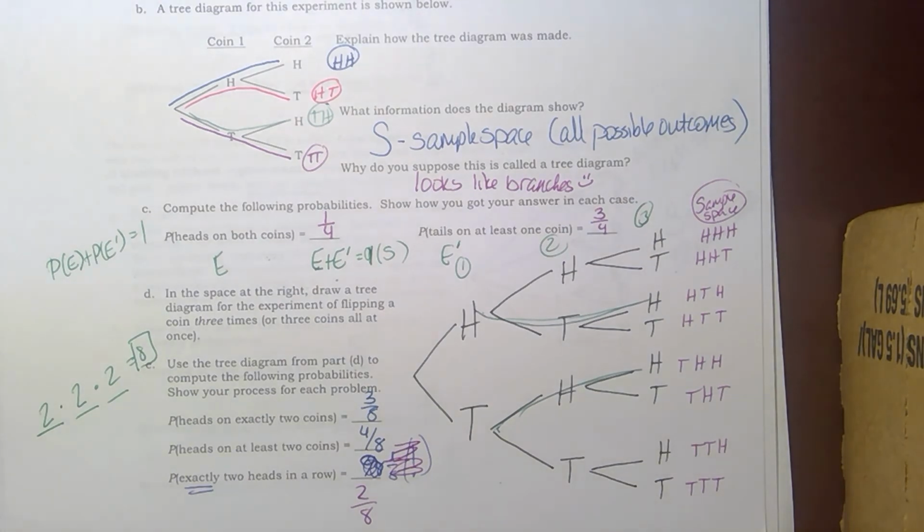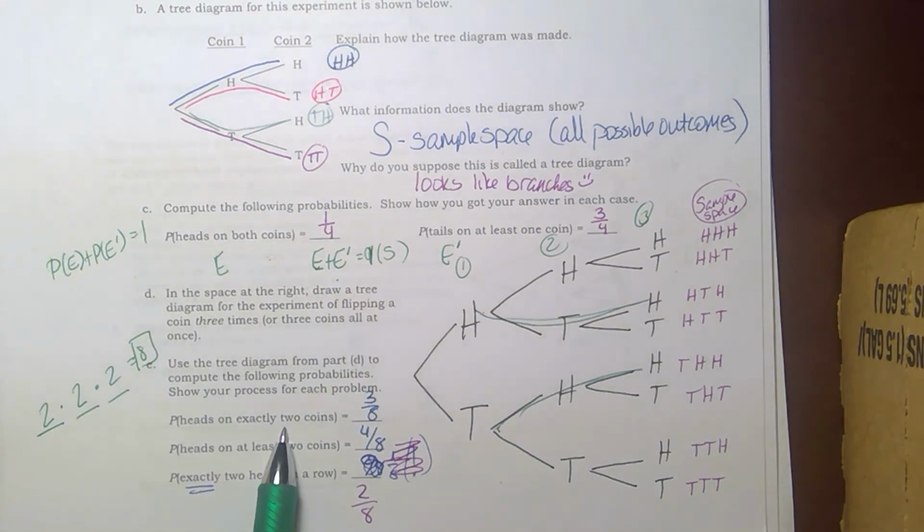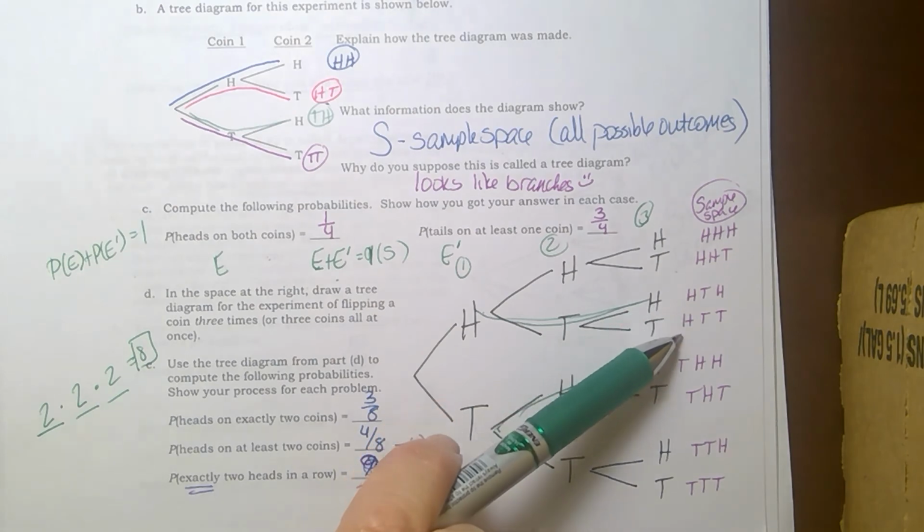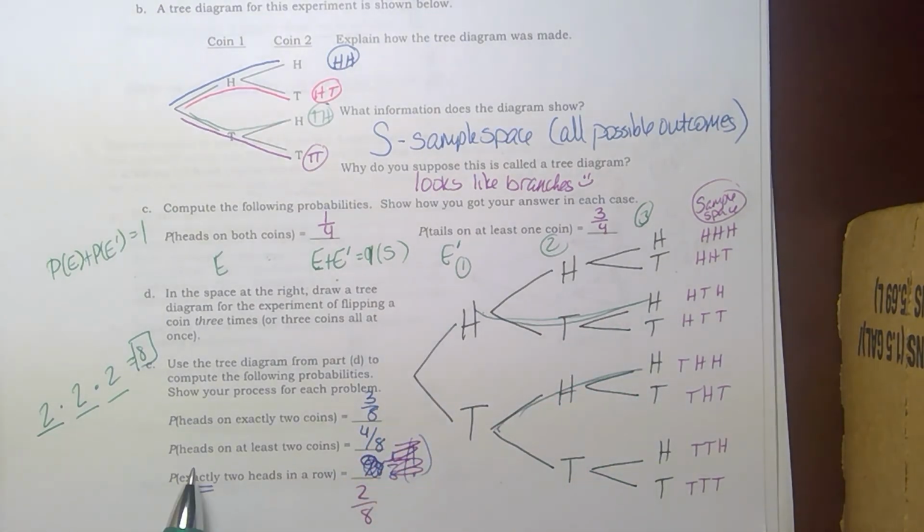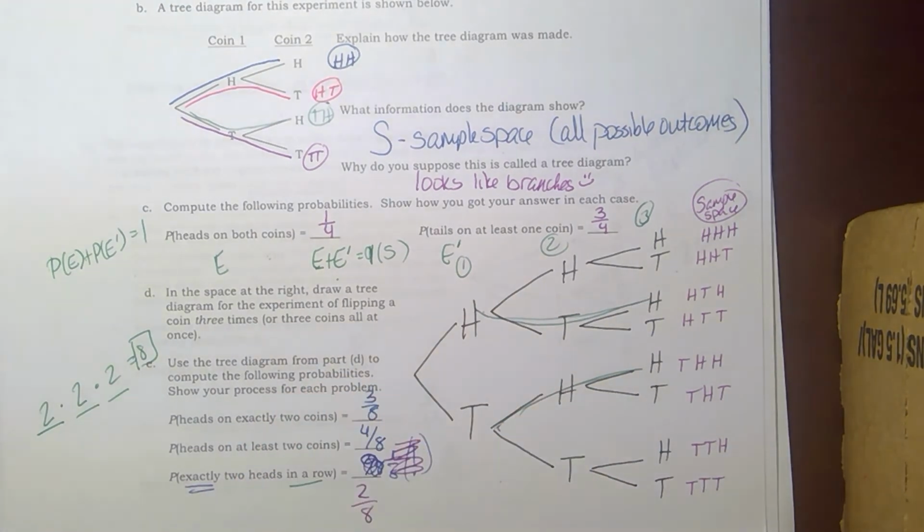Okay, make sure that you answer D, those probabilities, reading very closely what it's asking you for. For example, exactly 2 coins versus at least 2 coins. If I have heads on exactly 2, then I'm looking for just the listings that have 2 H's. If I'm looking for heads on at least 2 coins, then I can have just 1 H or 2 H's. Exactly 2 heads in a row is another thing altogether.